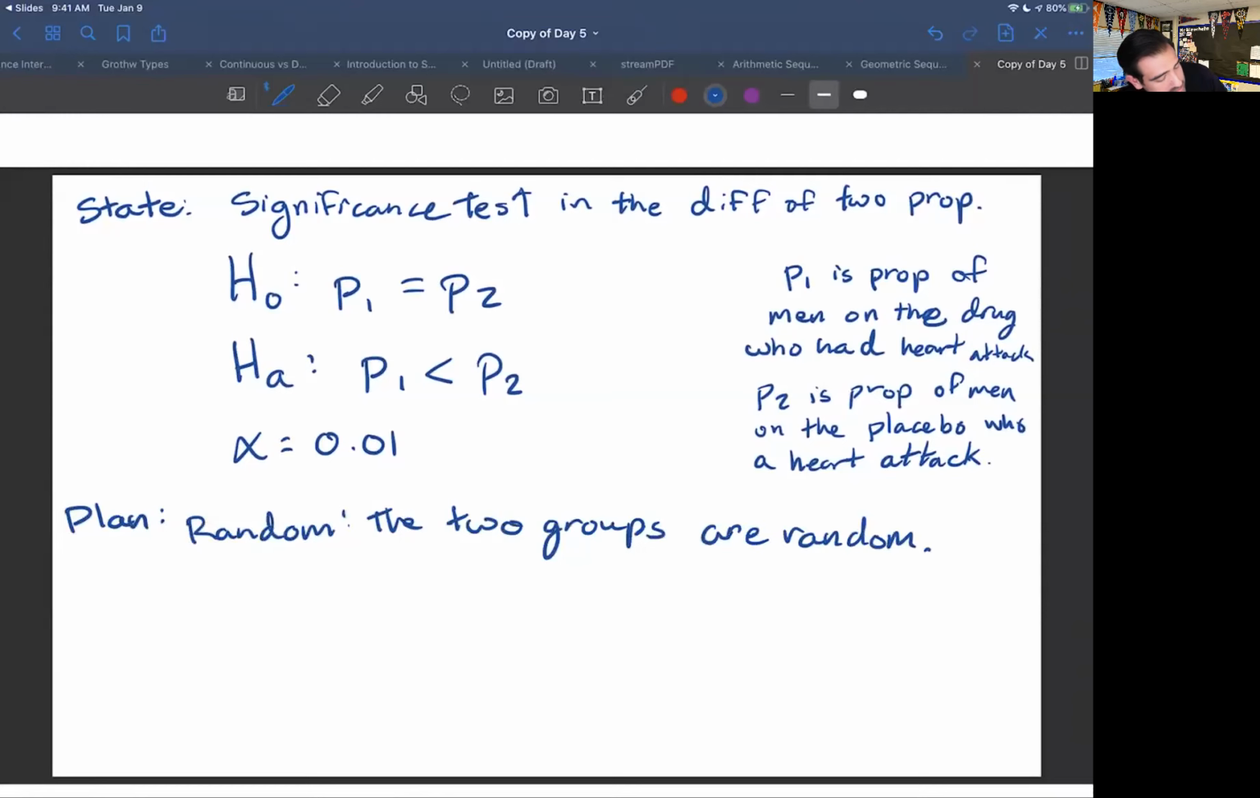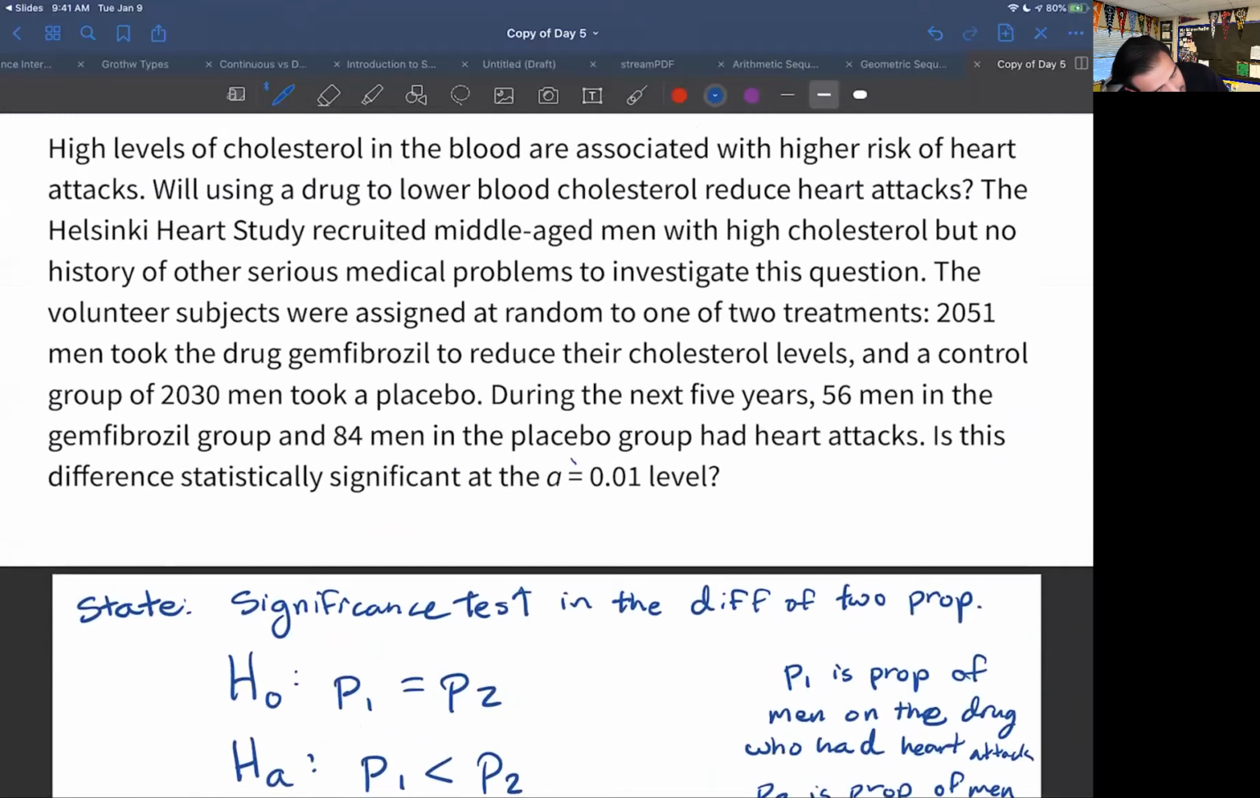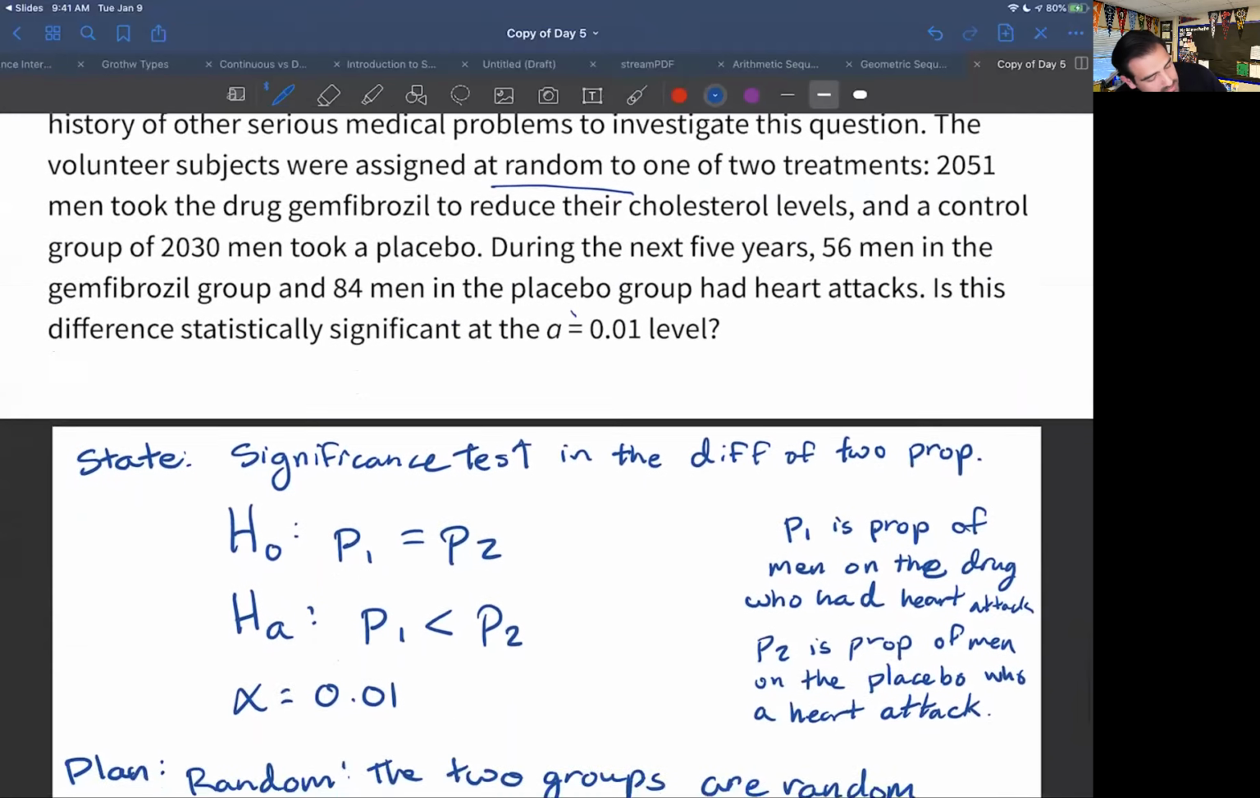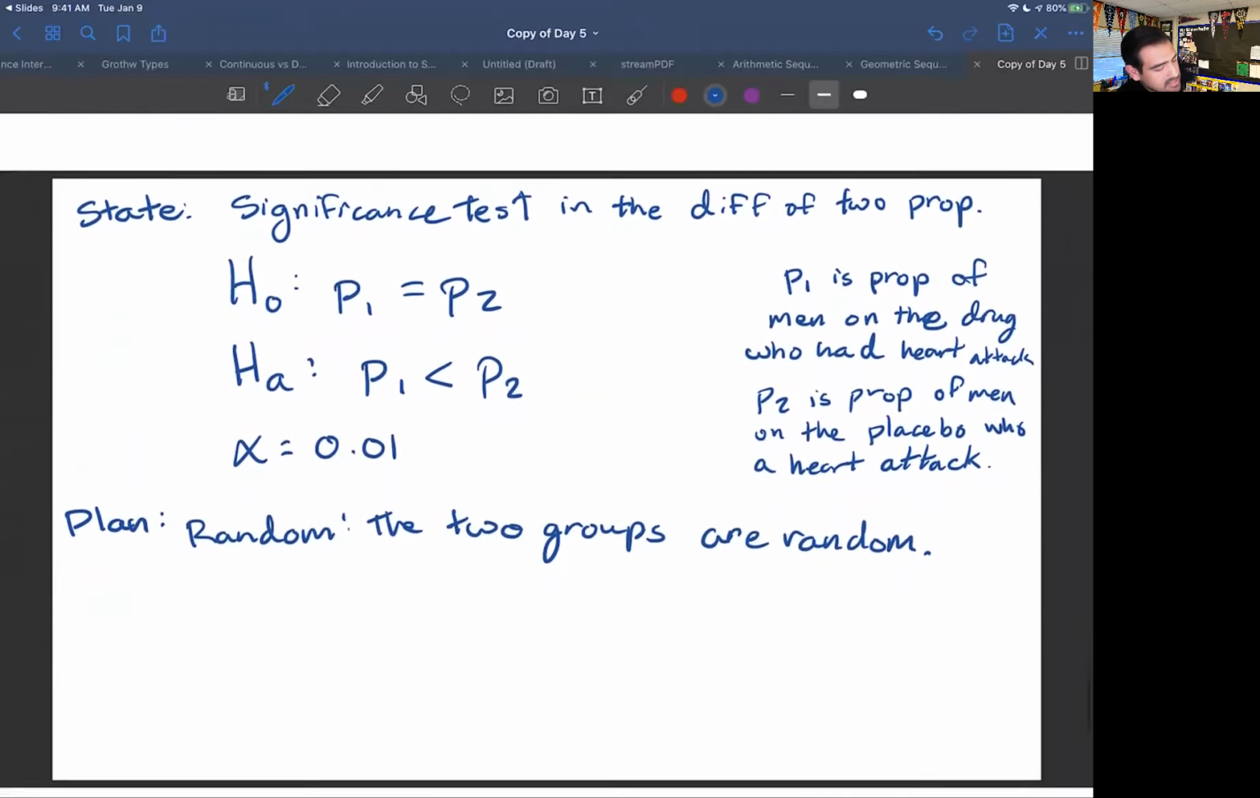And how do we know this? Well, because it tells us, right? In the Helsinki study, the volunteers were assigned at random to different groups. So because it was randomized, we can actually go through with a random condition.